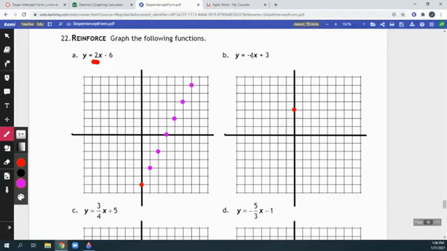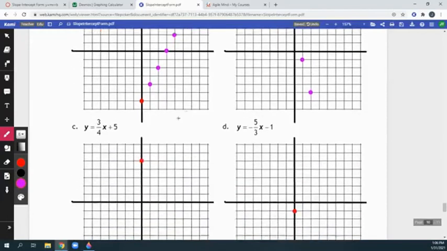This one, for every 1 to the right, it goes 4 down, because it's negative. So 1 to the right, 4 down. 1 to the right, 4 down. 1 to the left, 4 up. Great. So that line goes steeply down, like it says.